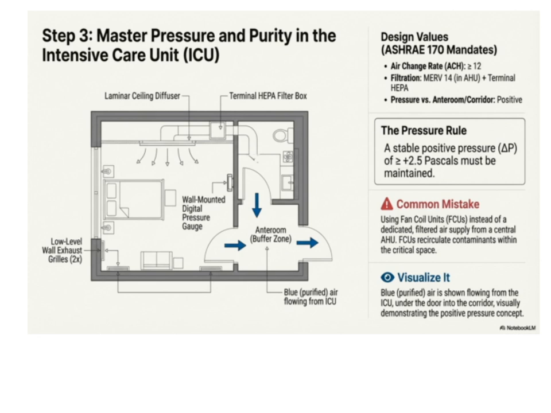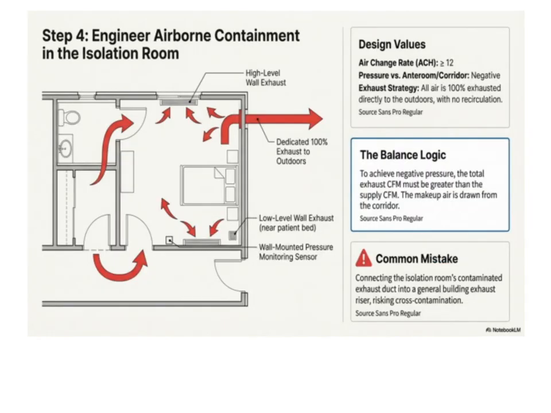overall infection prevention strategy. When it comes to isolation rooms, one of the most critical factors for safety is maintaining negative pressure. This means the air pressure inside the room must be lower than that outside, which helps contain airborne contaminants and prevents their spread. To achieve this, the air changes per hour, or ACH, should be at least 12, ensuring a continuous flow of fresh air and effective removal of potentially infectious particles.